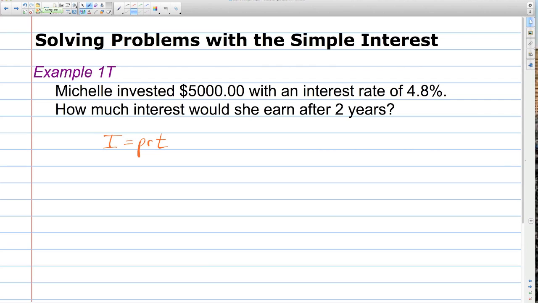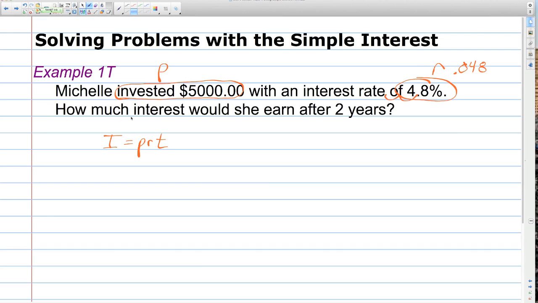Michelle invested $5,000. Right there, that's an important part of this problem. By definition, the principal is the amount of money invested or borrowed. So Michelle invested $5,000. That's our principal. With an interest rate of 4.8%. That's our R, but you have to remember, we have to convert the percent to a decimal by dividing by 100 or moving the decimal 2 times to the left. So the rate as a decimal is 0.048.